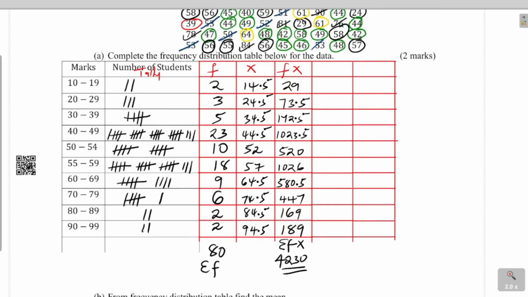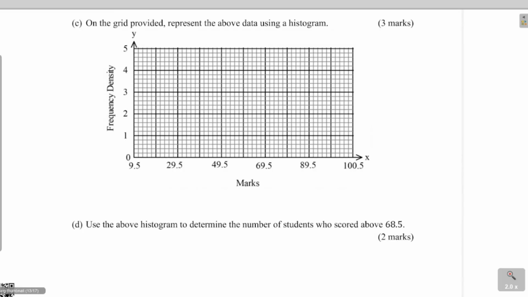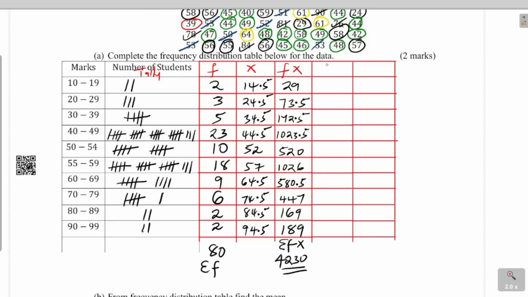So frequency density. How do we get frequency density? Because that is where we're supposed to begin. So there's a formula that we use. Frequency density is given by the frequency divided by the class width. So we need to get the class width first. And the class width, you get it by taking the upper class boundary, subtract the lower class boundary.